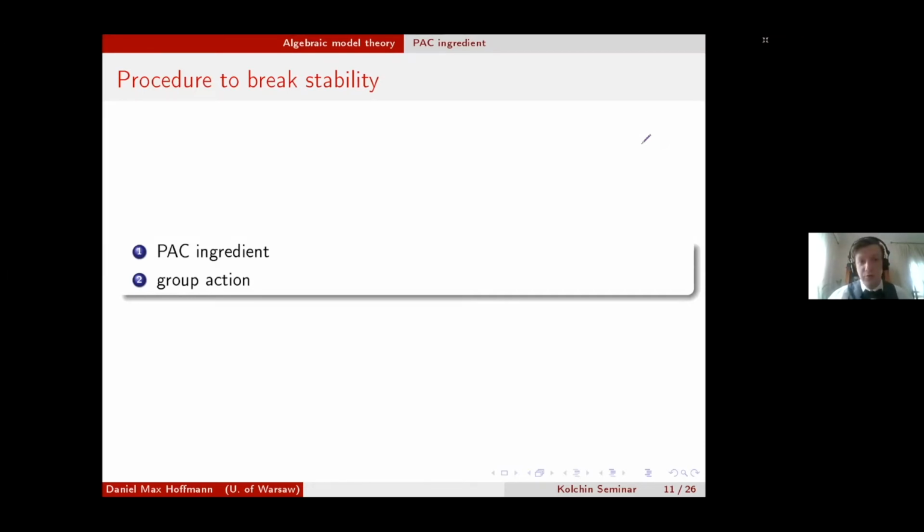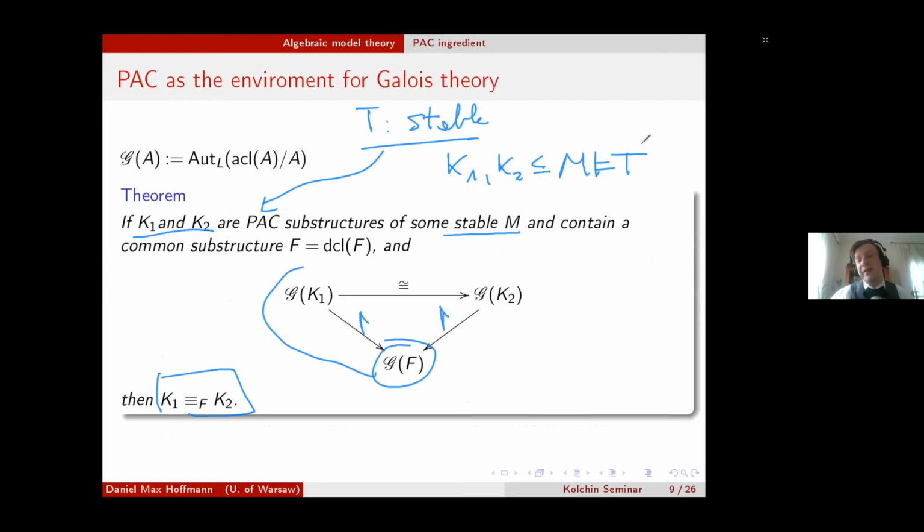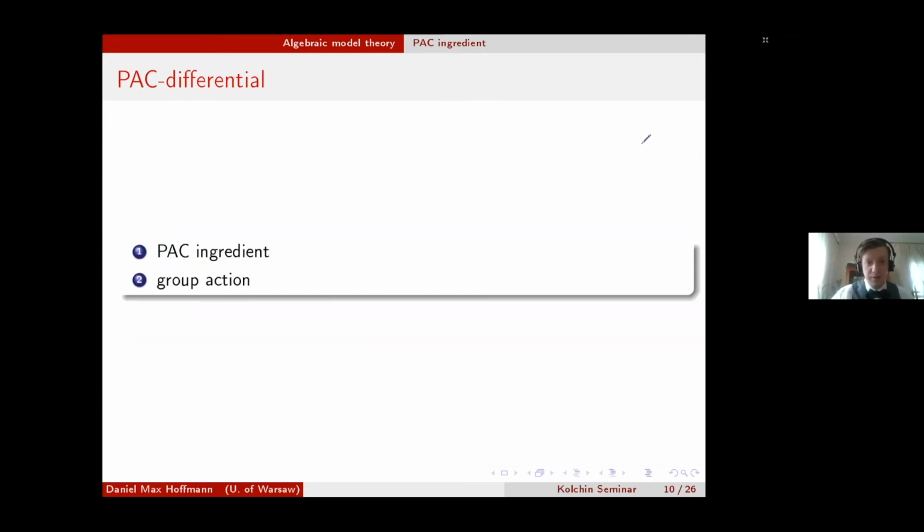I told you before the break about the first ingredient in the procedure to break stability, the PAC ingredient. Now I will go for the second one, group action. Let me remind you that the output was that if your structure is PAC, then you control it by the model theory of the absolute Galois group. Existentially closed structures are PAC. PAC is just a generalization of being existentially closed.